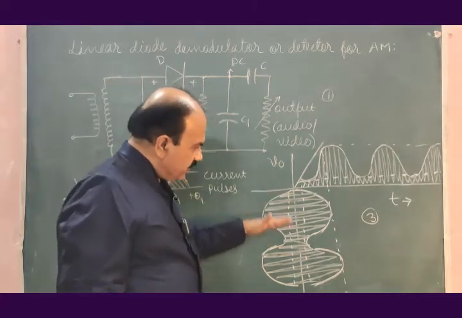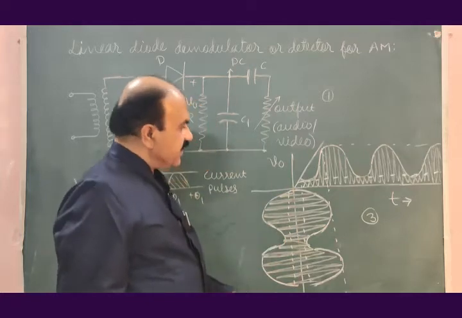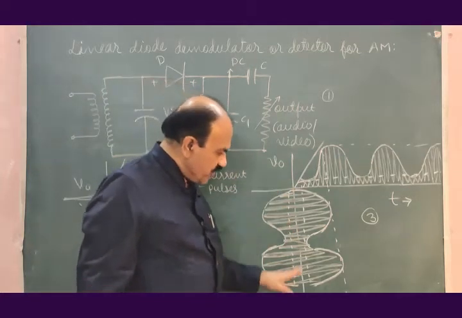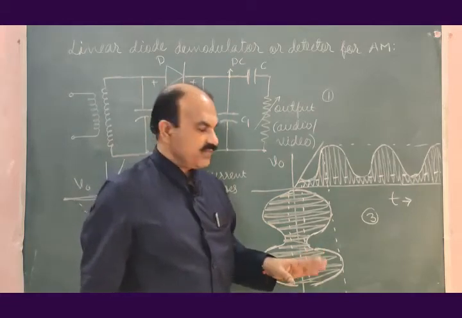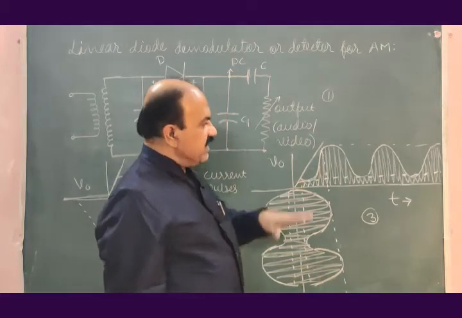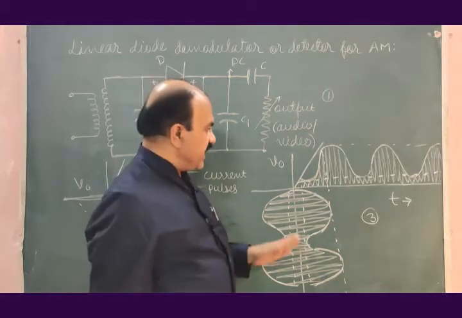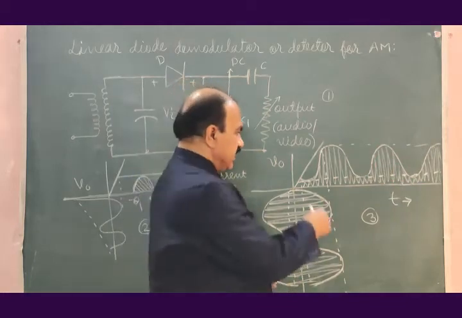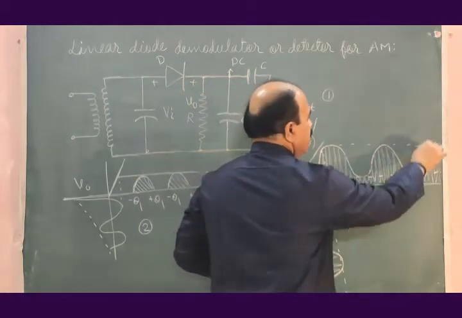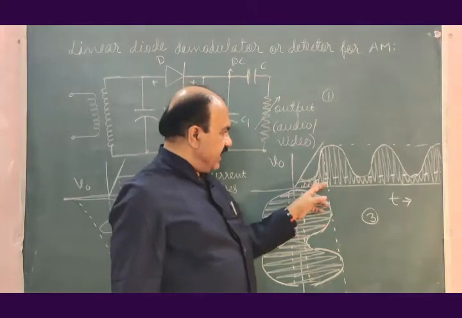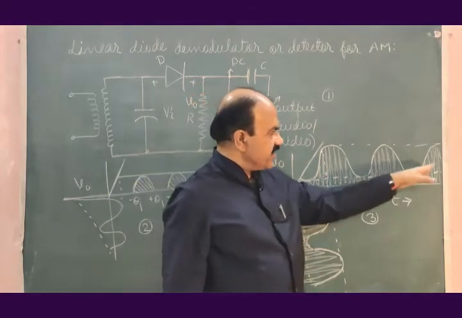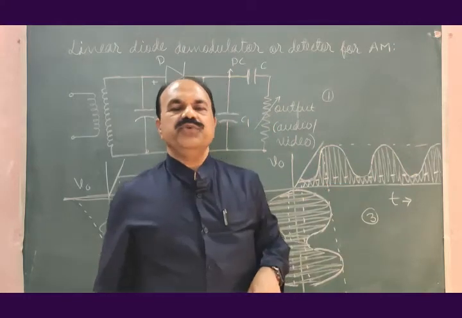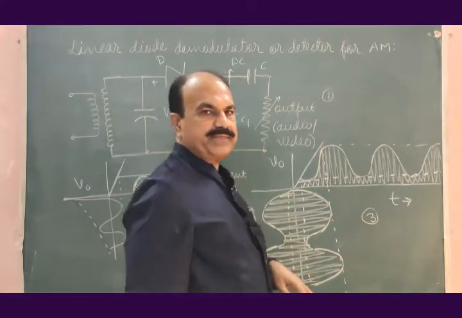For this cycle, for this portion, the linear diode detector will be reverse biased. So this portion will be completely cut off. For this portion, the diode is forward biased and output is produced this way. This corresponds to the original modulating voltage, and the inner waves correspond to the carrier frequency.